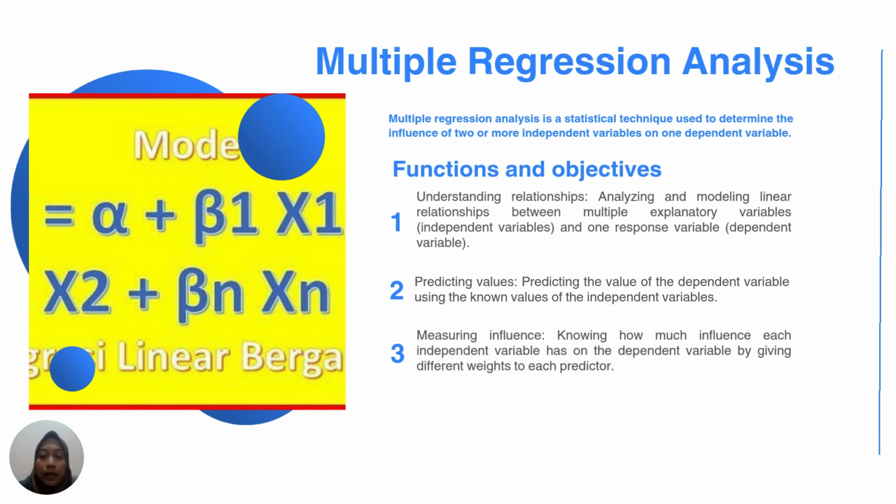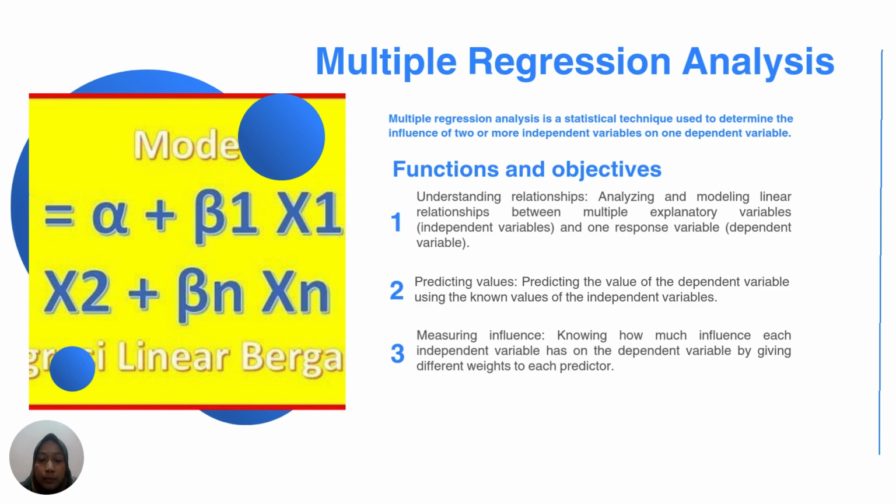Multiple regression analysis. Multiple regression analysis is a statistical technique used to determine the influence of two or more independent variables on the dependent variable. Function and objectives. 1. Understanding relationship, analyzing and modeling the linear relationship between multiple explanatory variables, independent variables, and one response variable, the dependent variable.